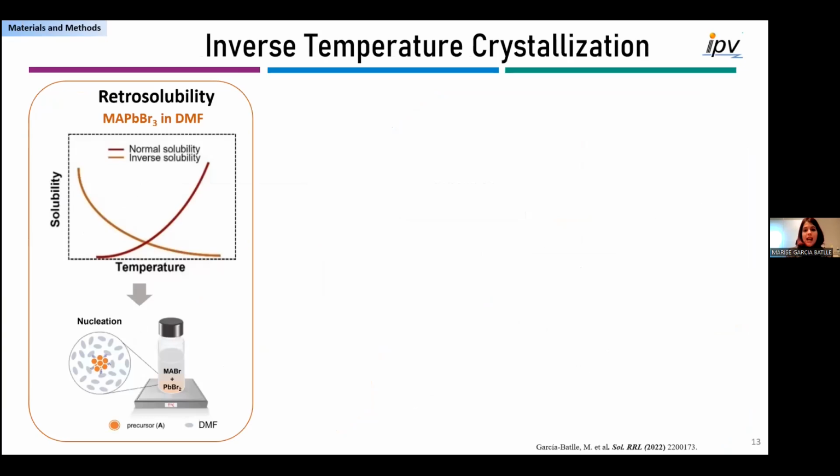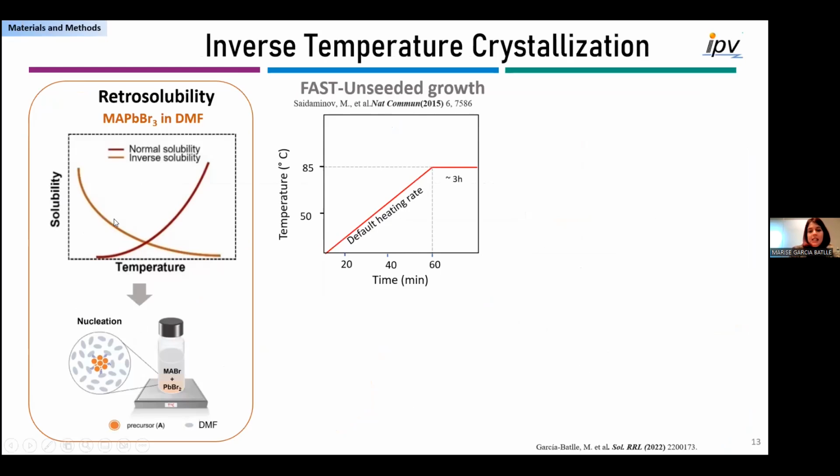It's not new. It's the ITC, which is based on the retrograde solubility property of certain perovskites in certain solvents. In this case, we use methylammonium bromide in DMF. One of the main parts of this procedure was made at the IPV, Institute for Photovoltaics in Stuttgart, during my research stay in the group of Professor Michael Saliba.